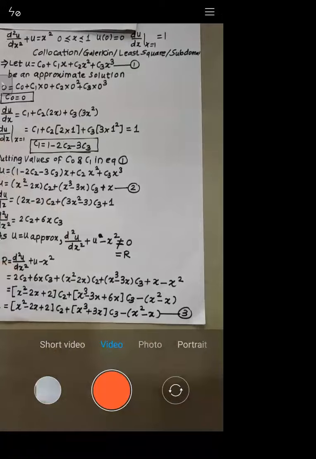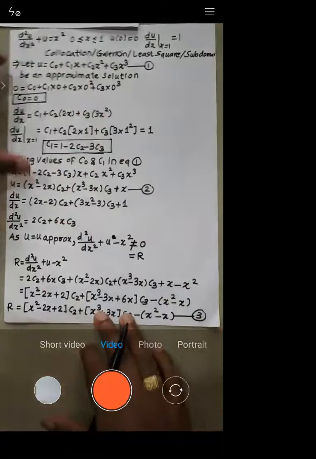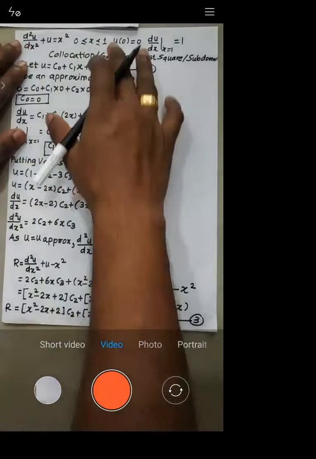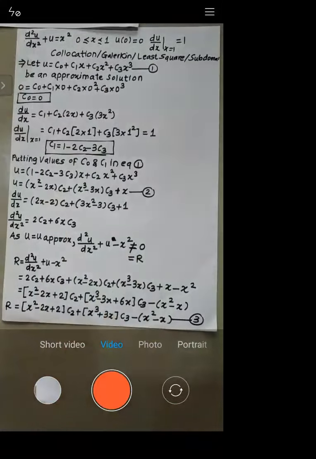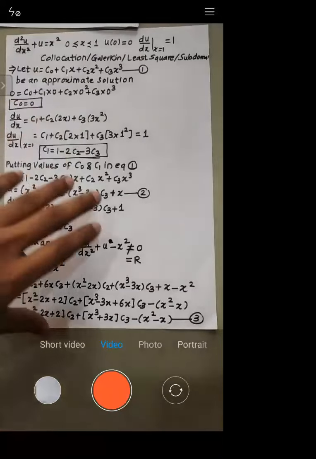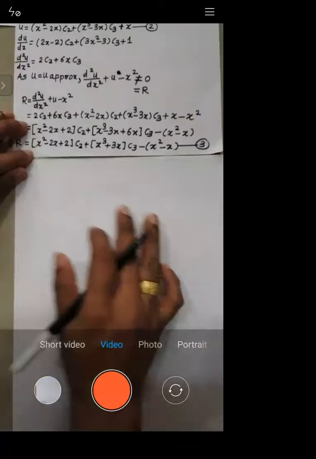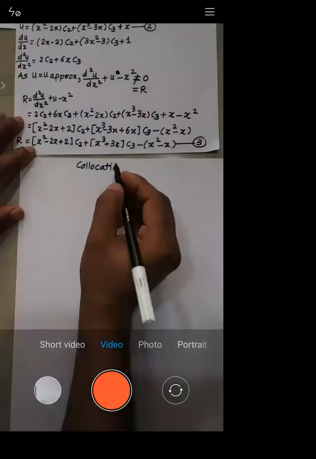Now see, this part is common, whether you are going for collocation, Galerkin, least square or subdomain. This part is common to you till the calculation of R. Is it okay or not? Now we are going to see the method that is collocation. Now we need to see the collocation method, right?